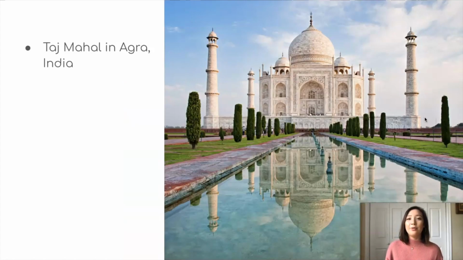This is another beautiful example of symmetry. This is the Taj Mahal in India, and you can see it's exactly the same on the left and the right side. And even on the bottom, with this reflection in the water, it's even symmetrical on the bottom and the top.